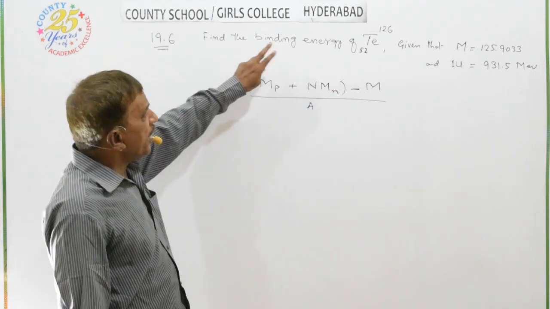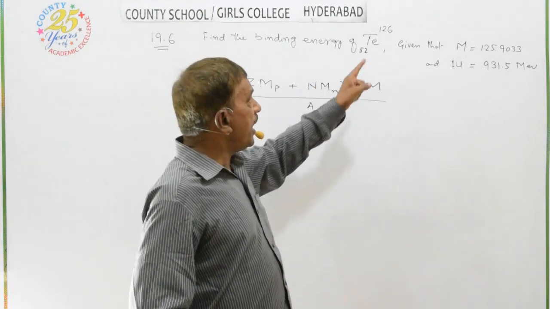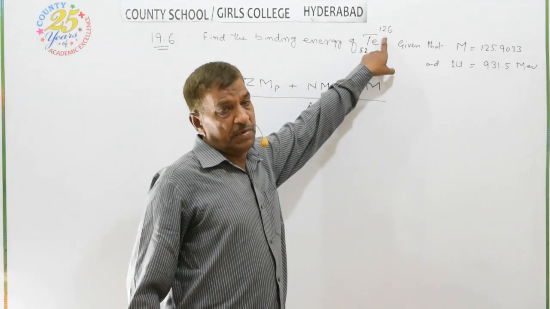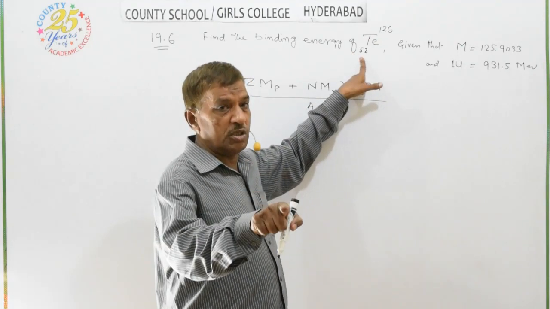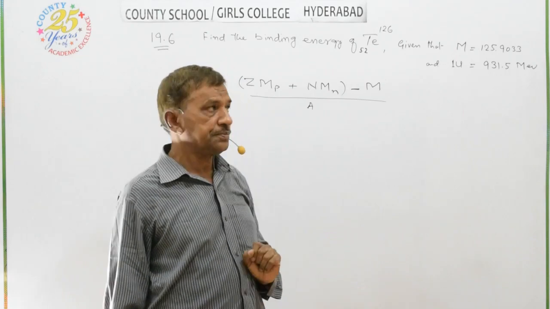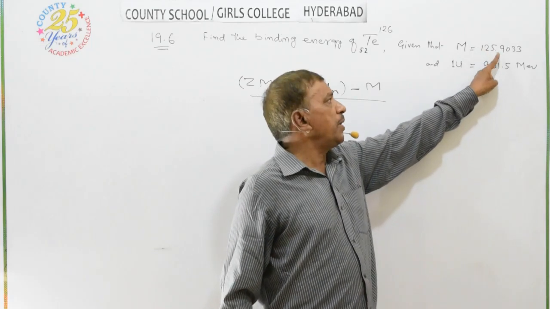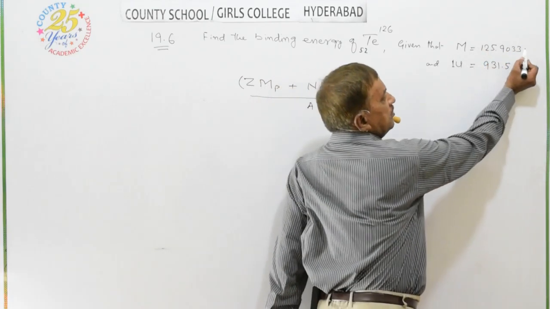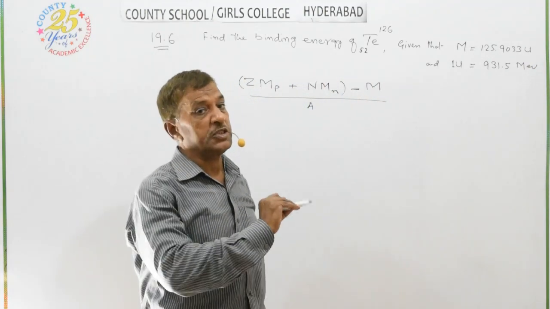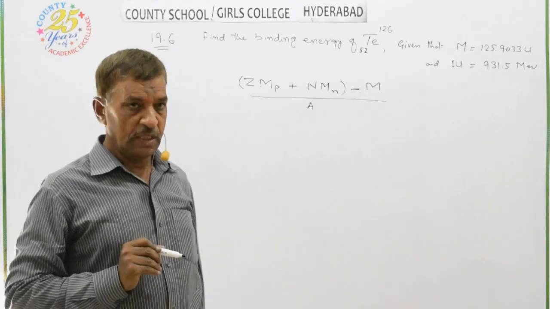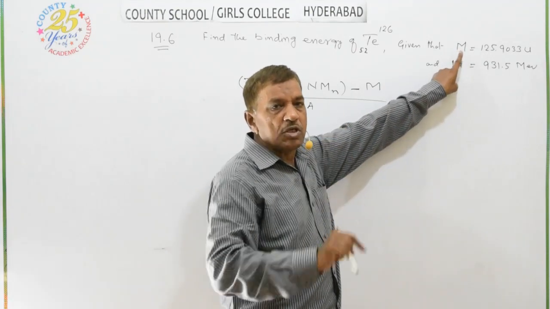So here we have a numerical. There is an element tellurium. That tellurium has mass number 126, meaning there are 126 nucleons, and there are 52 protons in the nucleus of that tellurium. Its mass given in the periodic table is 125.9033 U. U means unified mass unit, which may also be termed as atomic mass unit. The atomic mass of tellurium as given in the periodic table is 125.9033 U.